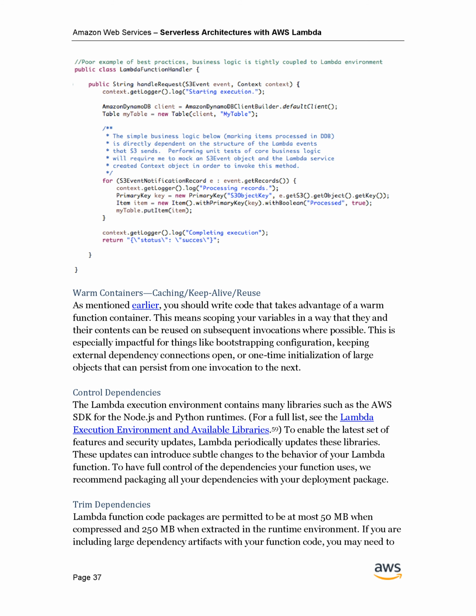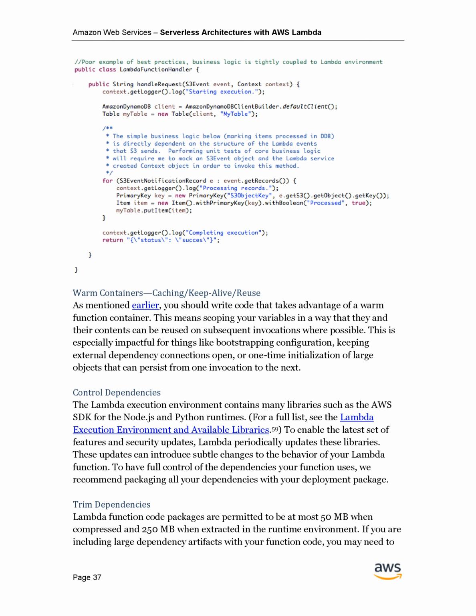The Lambda execution environment contains many libraries, such as the AWS SDK for the Node.js and Python runtimes. For a full list, see the Lambda execution environment and available libraries. To enable the latest set of features and security updates, Lambda periodically updates these libraries. These updates can introduce subtle changes to the behavior of your Lambda function. To have full control of the dependencies your function uses, we recommend packaging all your dependencies with your deployment package.